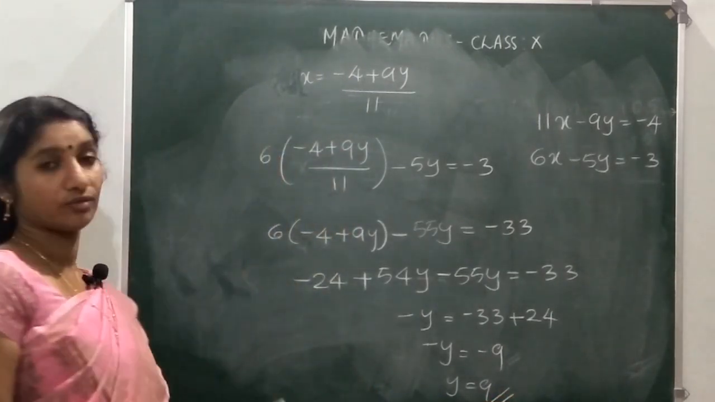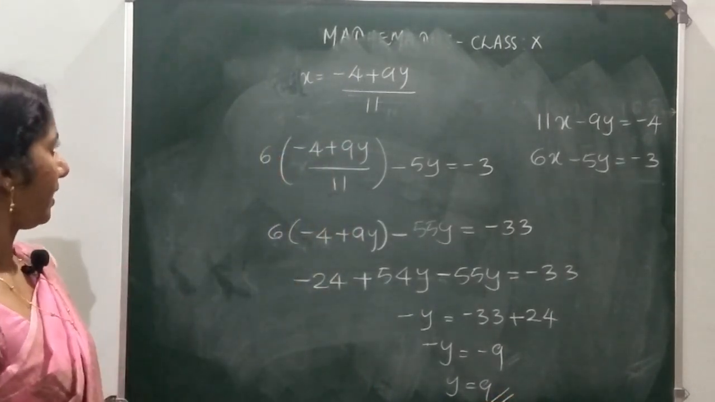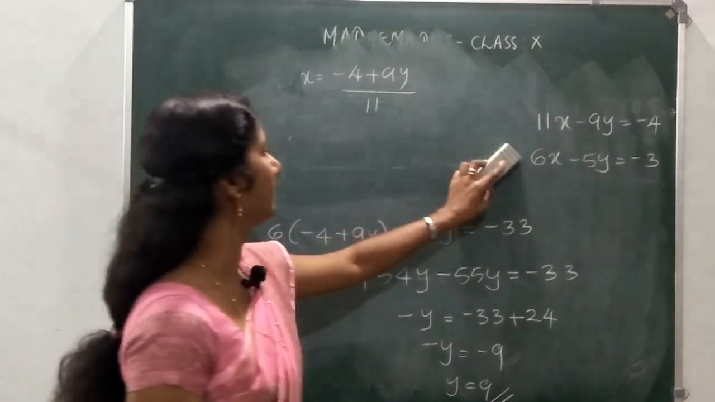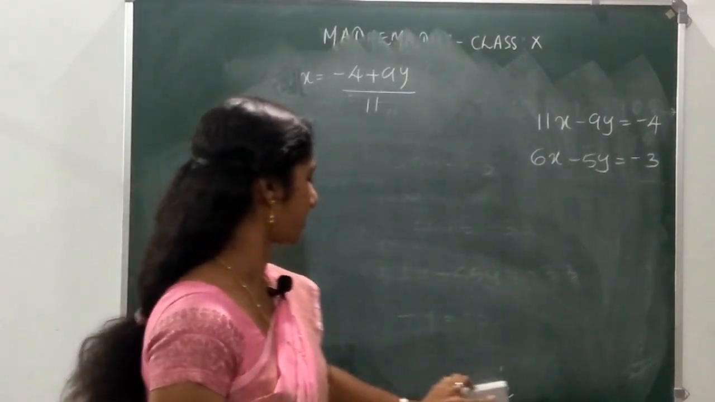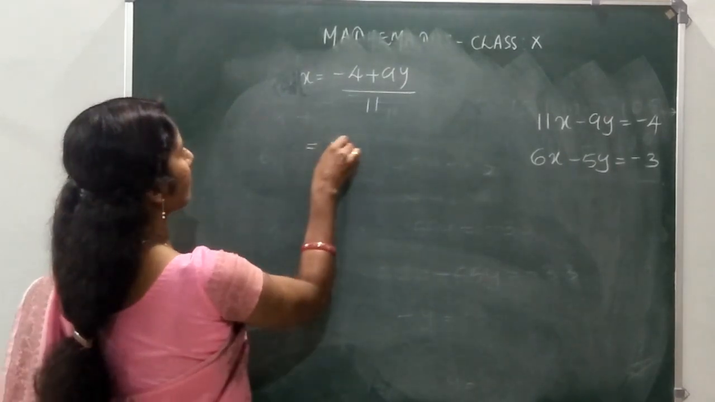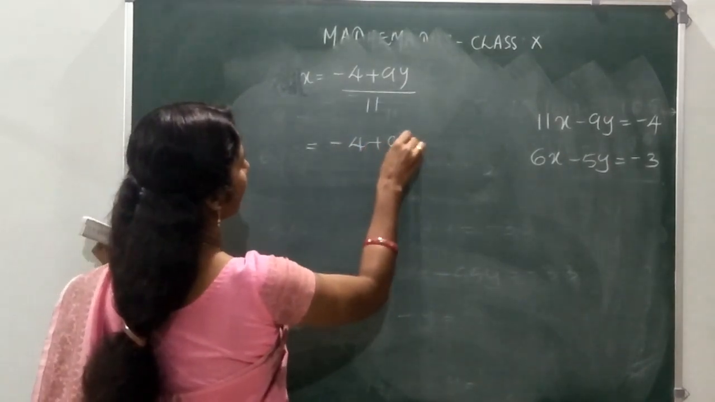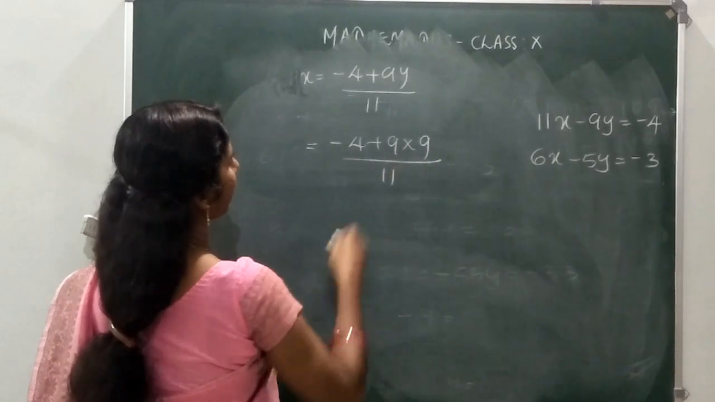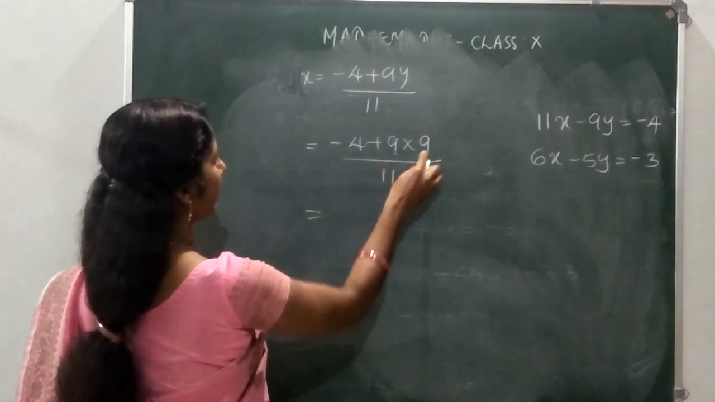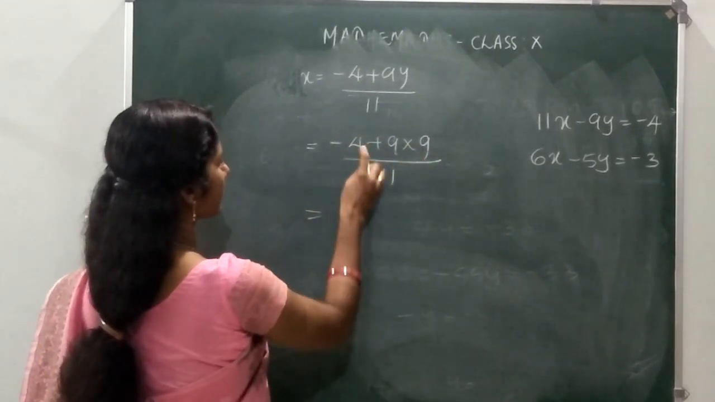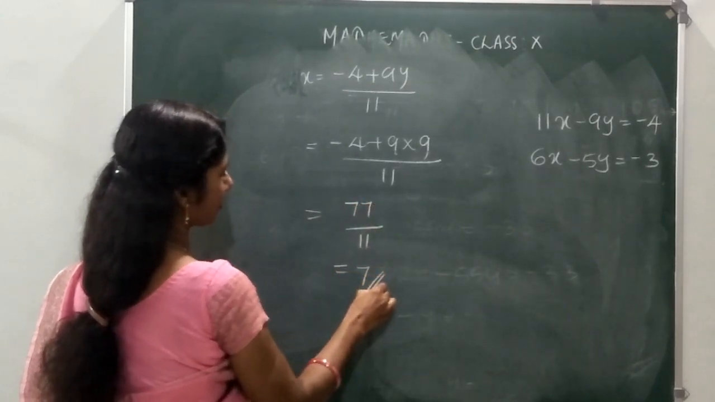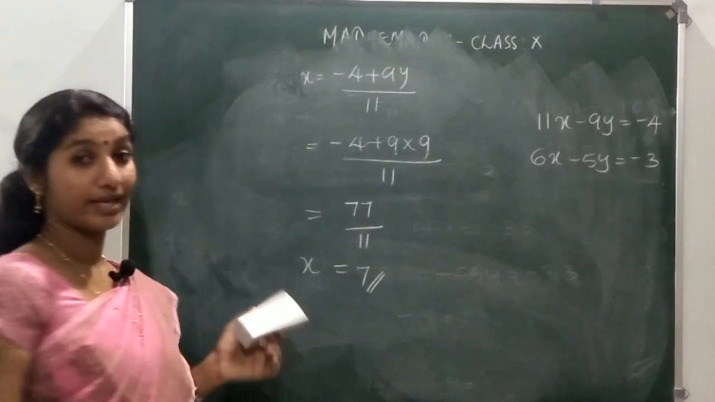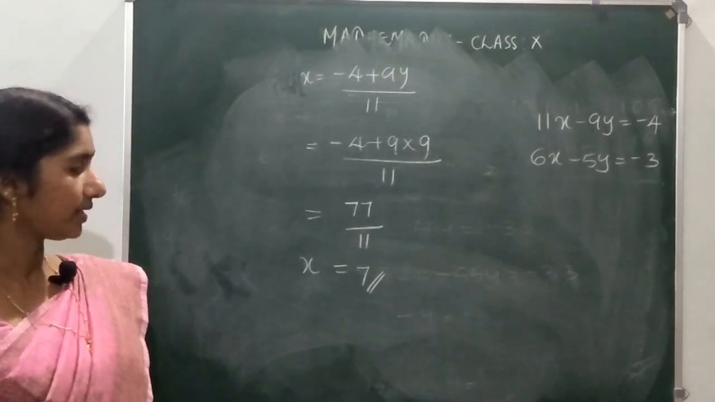We got the value of y equal to 9. And we need x. So, put here the value of y equal to 9. We will get the value of x. This is equal to minus 4 plus 9 into 9 divided by 11. 9 9s are 81. 81 minus 4 is 77 by 11. So, it is equal to 7. So, we got the value of x is equal to 7 and y equal to 9.